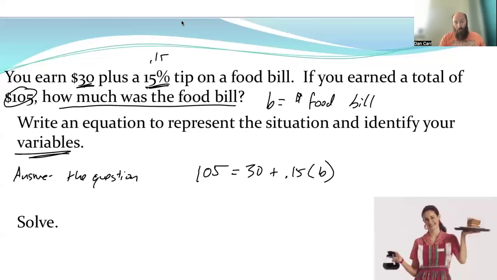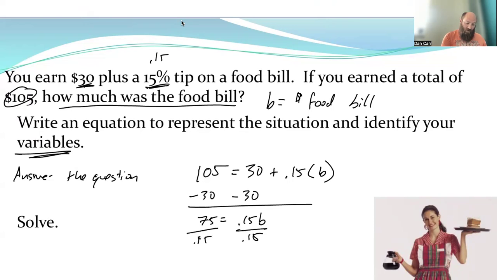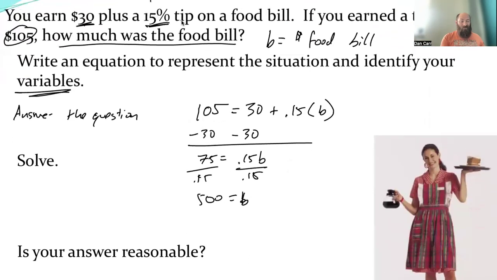So now we can take this and work it backwards and solve it just like our earlier examples. So I can start by subtracting 30 from both sides. That'll give me 75 is equal to 0.15b. And then finally, I divide both sides by 0.15. When I do that, 75 divided by 0.15 is going to come out to 500 for my food bill. Is your answer reasonable? It could be reasonable if it's a big party and lots of people are there. Sure, why not? I think that would work in that case. Okay, so $500 for this food bill.